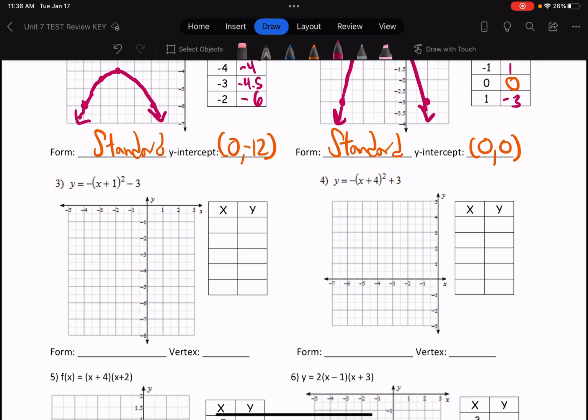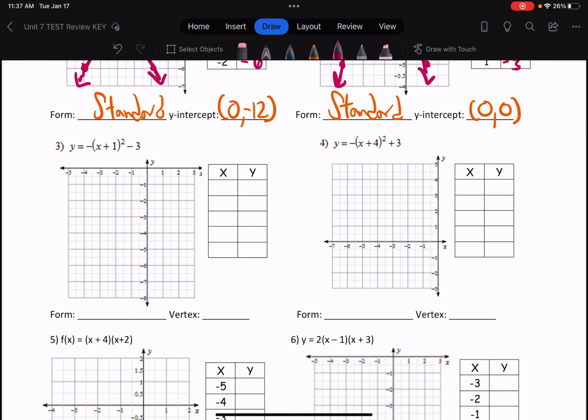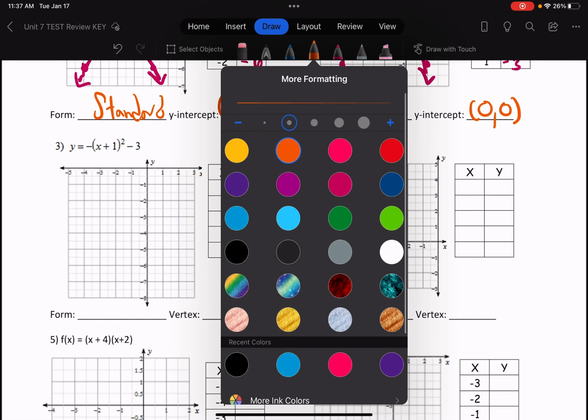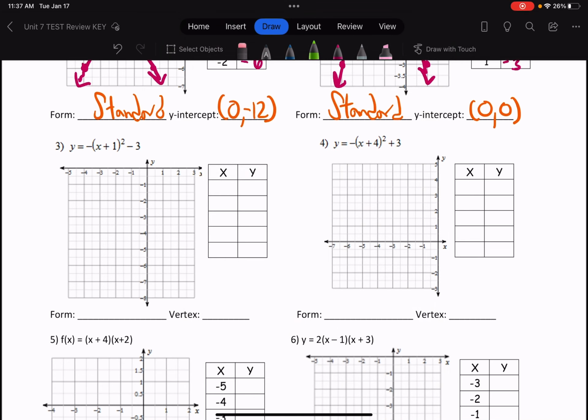Let's go to problems 3 and 4. These are in vertex form. We can tell that because it only has one set of parentheses for both of these. So these are both in vertex form. And our vertex are that h and k value. But remember, h is inside of the parentheses, so I've got to switch the sign. So my vertex for number 3 is going to be negative 1, negative 3. And my vertex for number 4 is going to be at negative 4, 3.